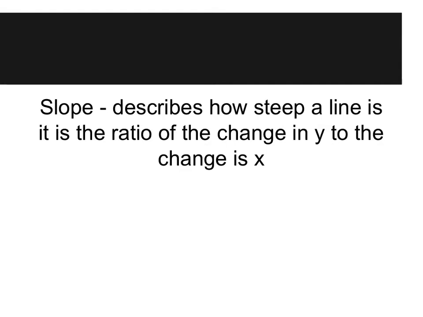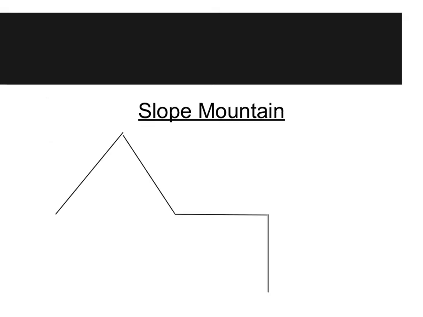Our first tab, slope. Slope describes how steep a line is. It is the ratio of the change in y to the change in x. So if you've ever been skiing, you know that different mountains have a different slope. It tells you how steep the mountain is. So slope in math tells us how steep a line is. If you'll draw this picture on the back of your first tab under slope mountain, we're going to have a nice easy way to remember how we find the slope of a line.